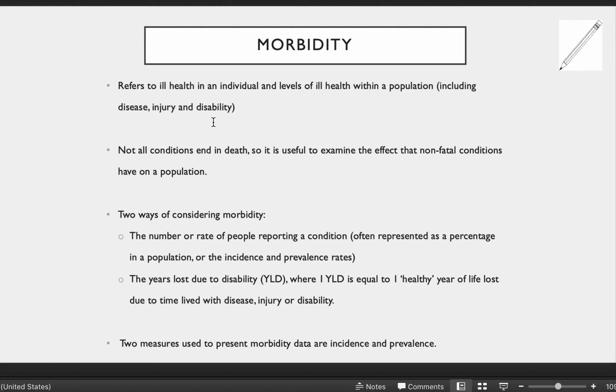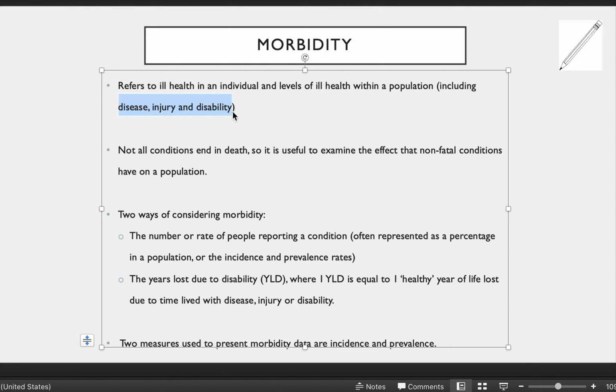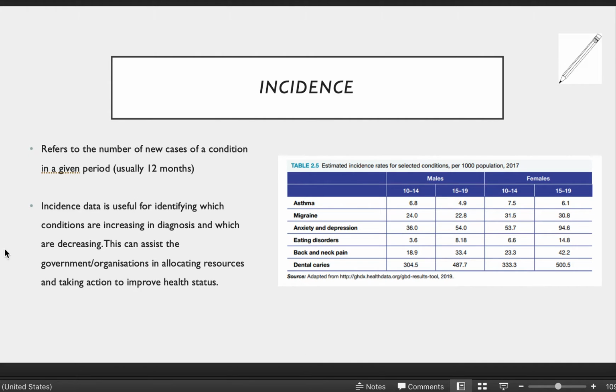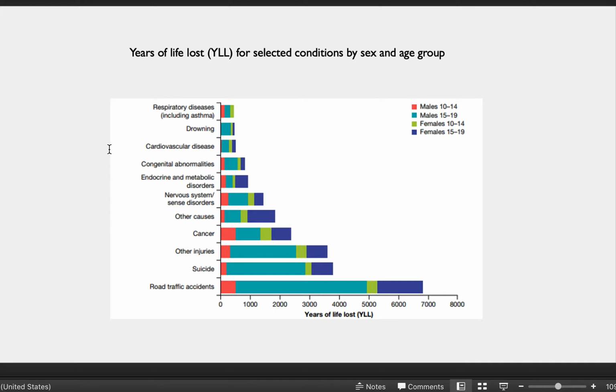Not all of these will actually end in death. People can have a broken arm or a broken leg as an injury, but that's not a fatal condition. So it's important to look deep at this because it's the ill health of individuals when we talk about morbidity. So it can be small injuries that are documented as well. My apologies for flipping through that page.